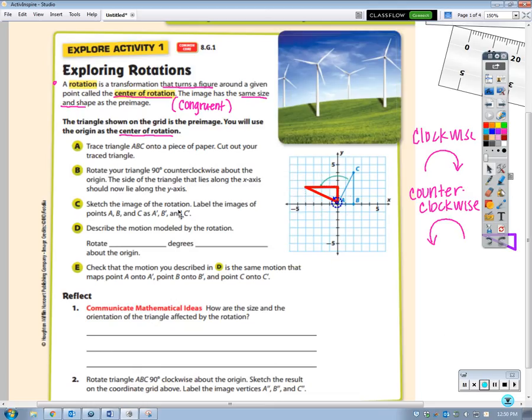Then sketch the image of the rotation, there it is, and label the points ABC as A prime, B prime, C prime, right? So let's go ahead and do that. This was C, so this would be C prime. This is B, we rotated that, this would be our B prime. And then A and A prime actually are in the same spot.